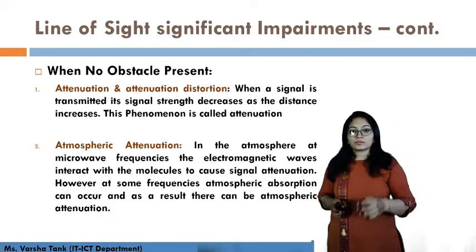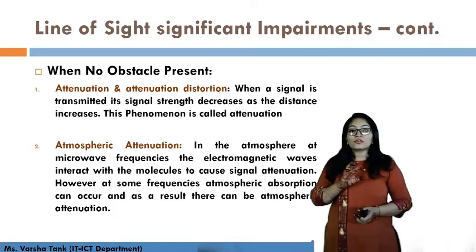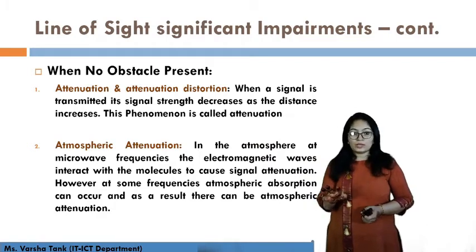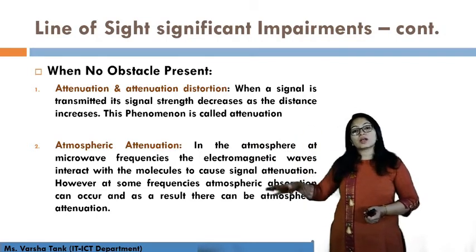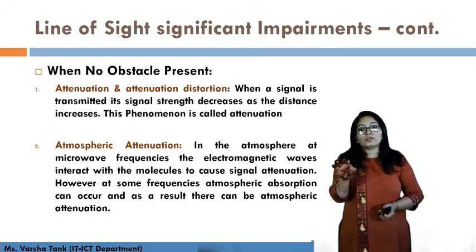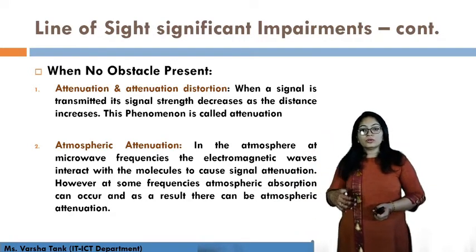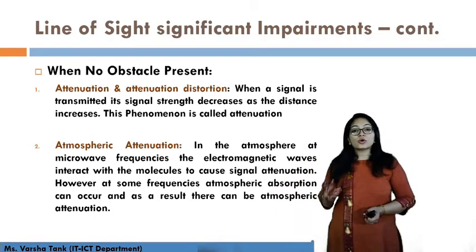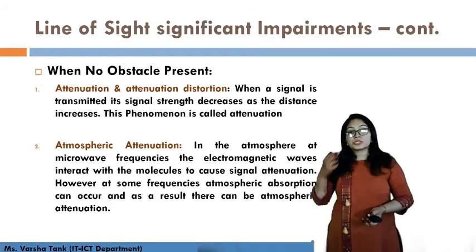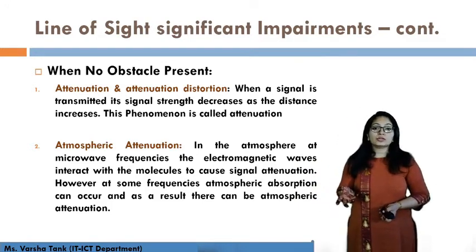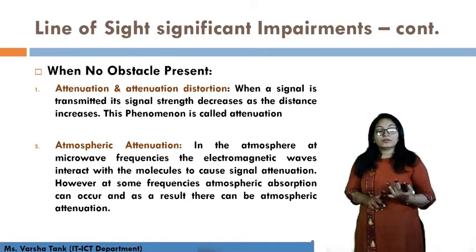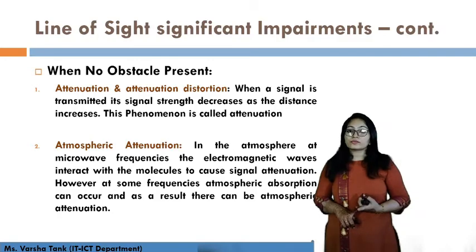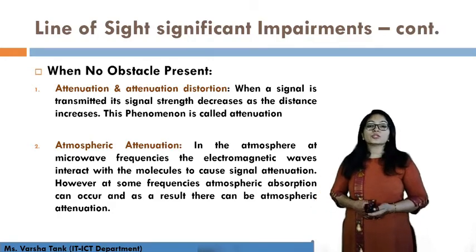You just throw a ball. Will the ball travel with the same intensity over a long distance? No. After traveling some distance, the intensity of that ball will go down. So your ball will travel with slow intensity. That is attenuation distortion. Then atmospheric attenuation. Atmospheric effects are there because of rain, air, fog, snow, etc. So that is atmospheric attenuation.